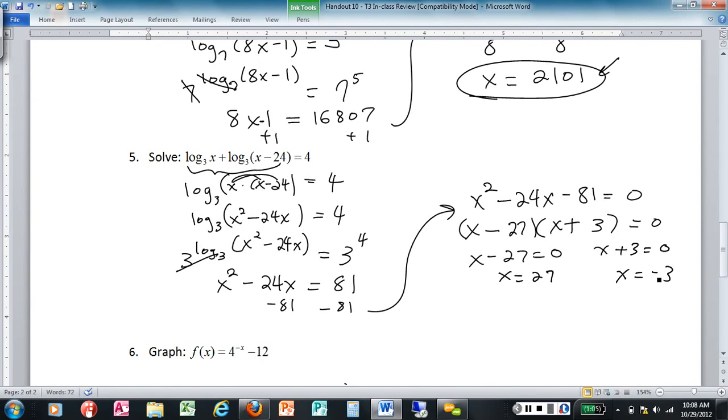However, only one of those works. I have to reject this one, don't I? Why? Can't take the log of a negative. Yeah, if I plug in x to be negative 3, that gives me the log of a negative number in both cases. All right. 27 doesn't have such a problem.